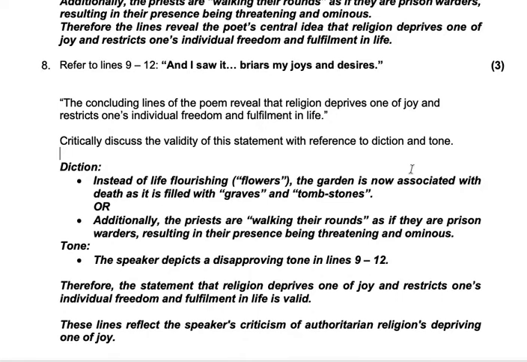3 marks. Okay, diction. Now again, we're using the same idea as in the question before this. Instead of life flourishing, flowers, the garden is now associated with death as it is filled with graves and tombstones. Additionally, the priests are walking their rounds as if they are prison warders, resulting in their presence being threatening and ominous. The tone, what is the tone of the poem? The speaker depicts a disapproving tone in lines 9 to 12. Therefore, the statement that religion deprives one of joy and restricts one's individual freedom and fulfillment in life is valid.